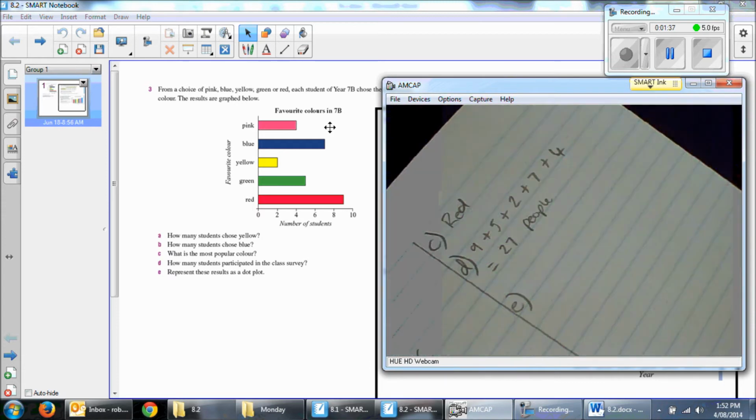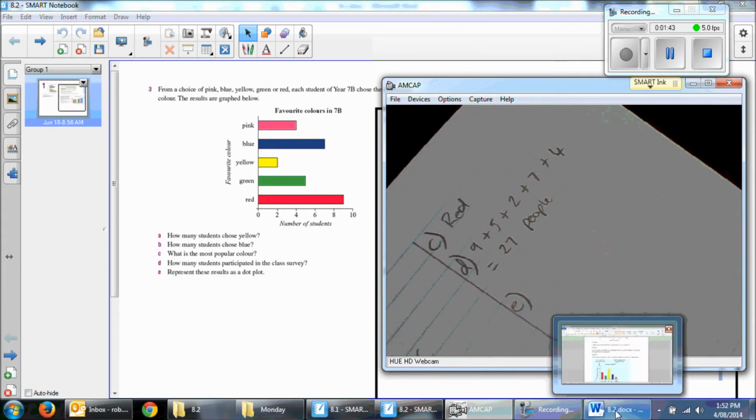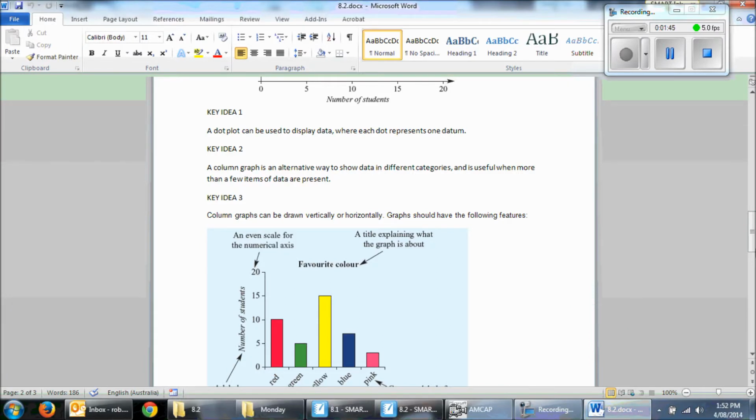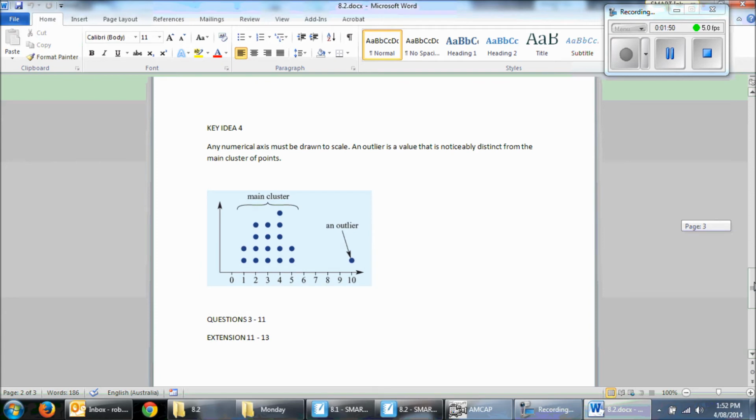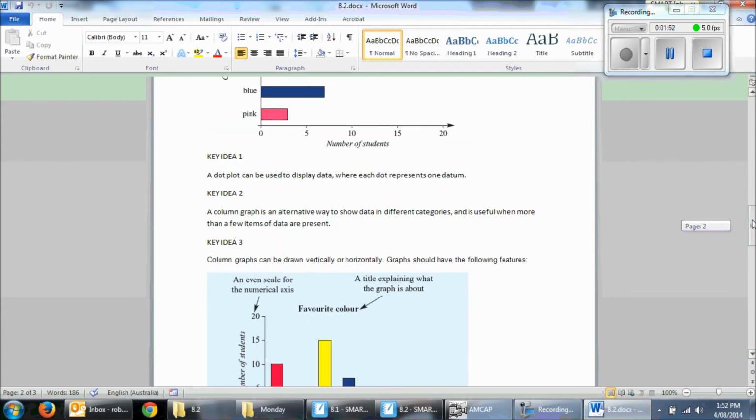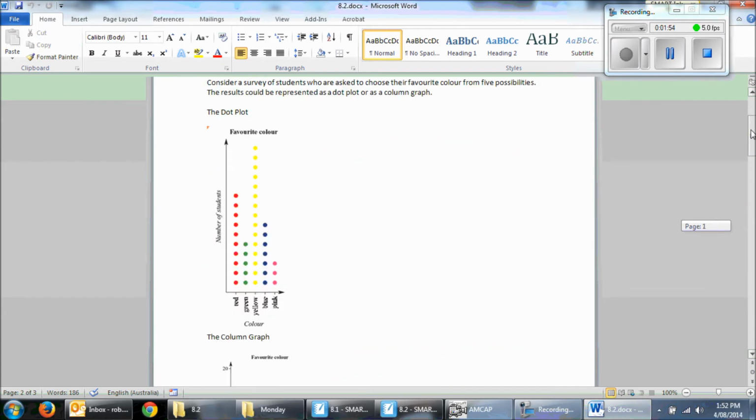And E, represent these results as a dot plot. So I'll let you do that, but once again, if you need to get more information on your dot plots, go back to your key ideas, okay, and have a look at some of the dot plots. They have a number of different types of graphs. So here is our dot plot here. Okay, and basically this is very similar to the question that we're doing.